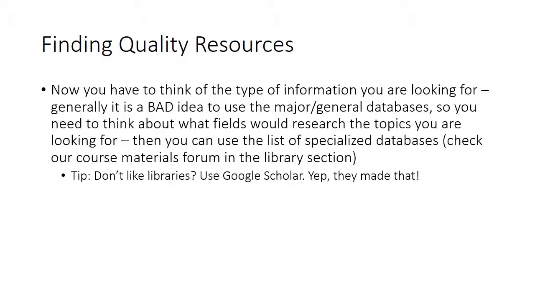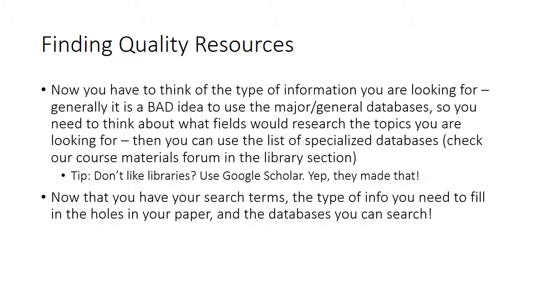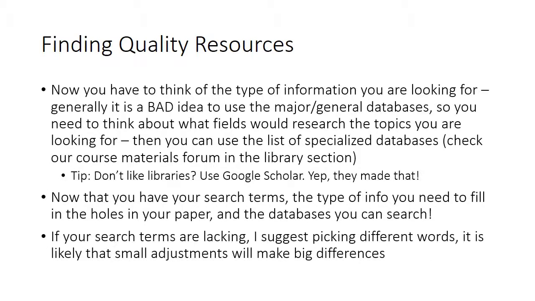Just like anywhere else. Okay, now that you have your search terms, you know the type of info you're going to need to fill in the holes of your paper, and the databases you can search, what do you do now? Well, you gotta go search. And if you search and your search terms are lacking, I suggest go back to your list of words and phrases that you picked, pick a different one. It's likely that small adjustments or tweaking or wordsmithing will actually make a huge difference in the quality of results that you get. So if you find one phrase like student success is not working, go to the next one on your list, or student success for college seniors, student success for college freshmen. Tweak it a bit.